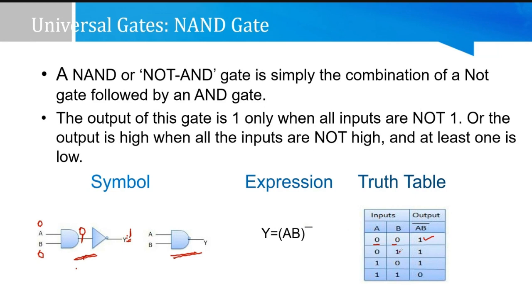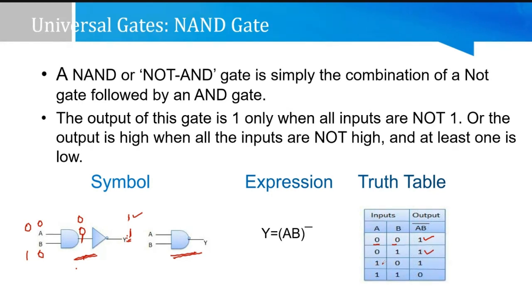Next condition, A is 0, B is 1. 0 into 1 will be 0. 0 inverted will be 1. So you are getting the output as 1. So when A is 0, B is 1, the output will be 1.